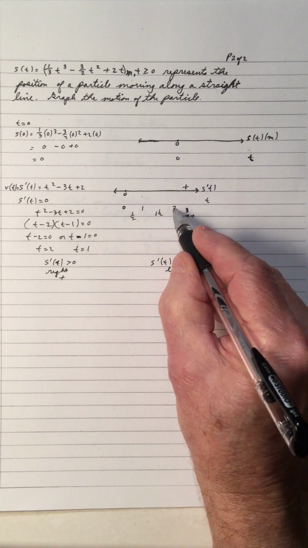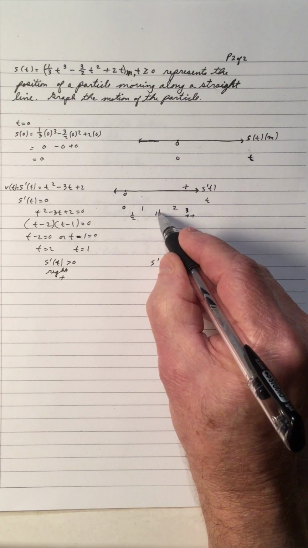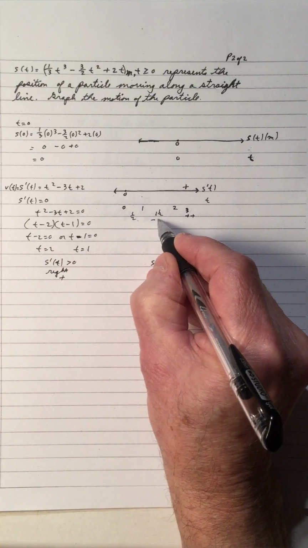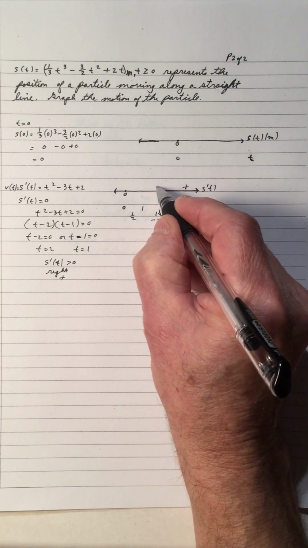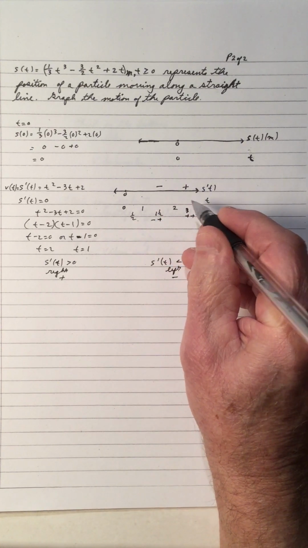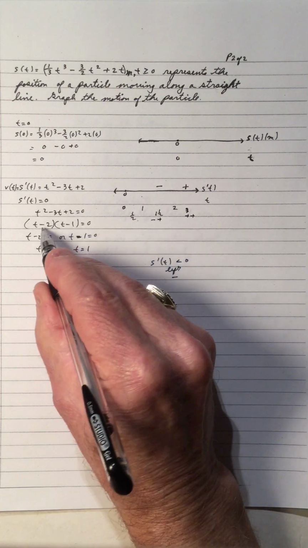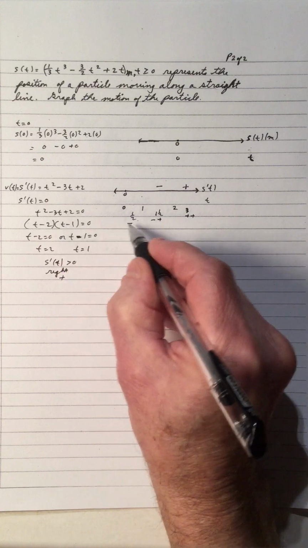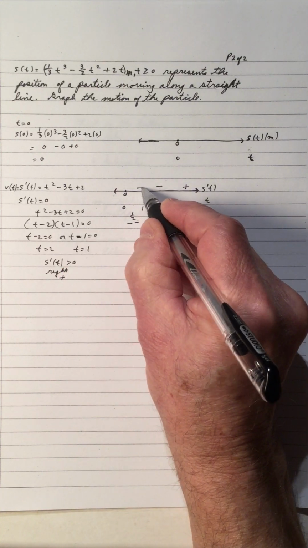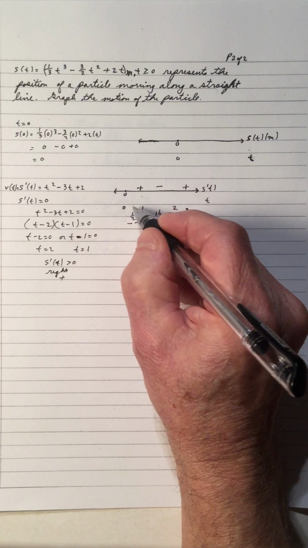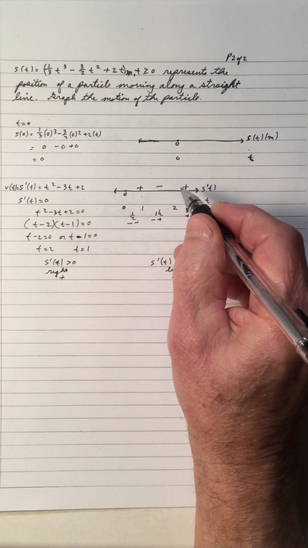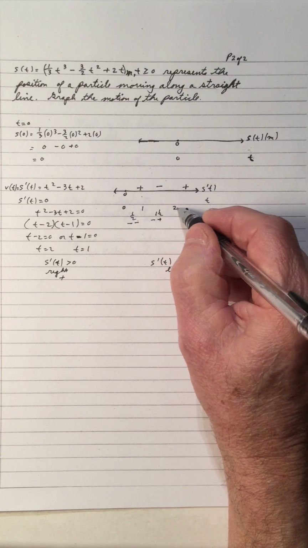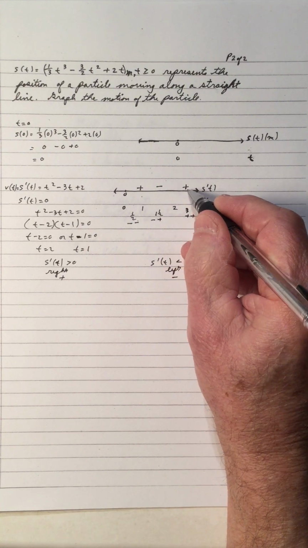What about between 1 and 2? Put 1.5 here, it's negative. Put 1.5 here, it's positive. So between 1 and 2 it's negative, so it's moving to the left. And we put a half in here. A half is negative here, and a half here is also negative. Negative and negative is positive. So between 0 and 1 second, it's moving to the right. Between 1 and 2 seconds, it's moving to the left. Beyond 2, it's moving to the right.